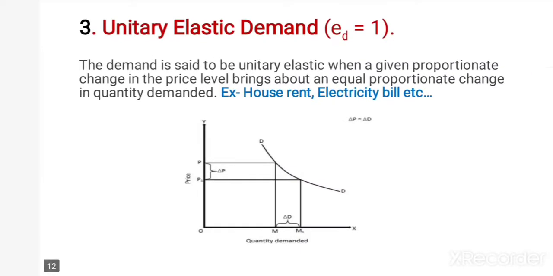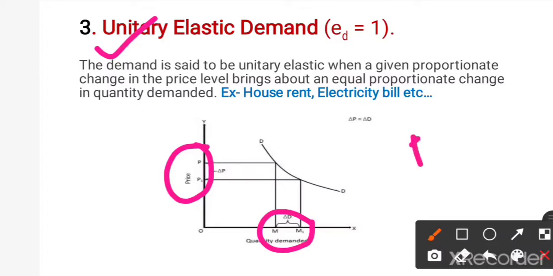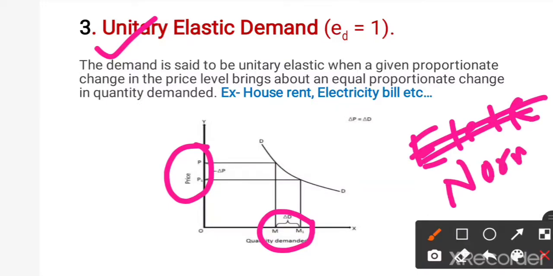By seeing this term only, that is unitary, you can see that there will be a constant change in price and quantity demanded. Like how much price changes, in the same manner that much quantity demanded will change. In your online class I gave you examples of house rent and electricity, and some of you got confused. So let me give you one more example, any kind of normal goods which we use in day-to-day life.